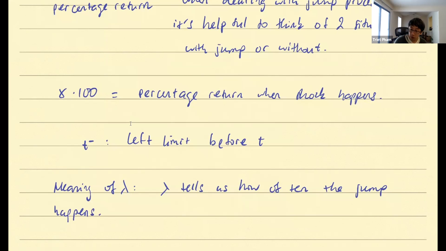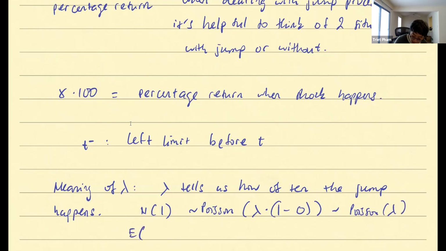Frankly, let's say N1, the Poisson process at one unit of time, could be 1 year, 1 month, depending on how you call your time. NT has a Poisson lambda times 1 distribution, since T minus 1 minus 0 is 1, if you want to be pedantic. So the expectation of N1 is lambda. Lambda tells you how many jumps you have in 1 unit of time.